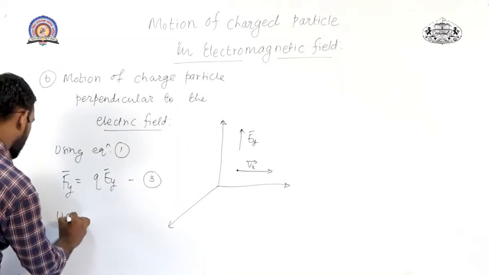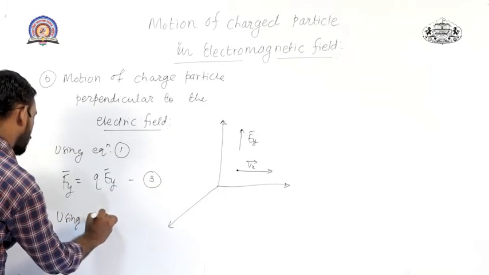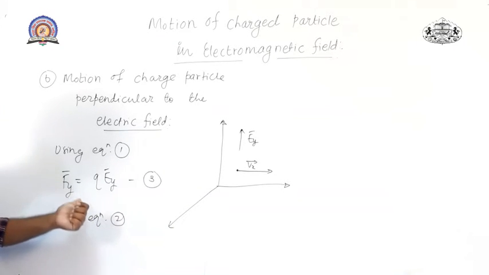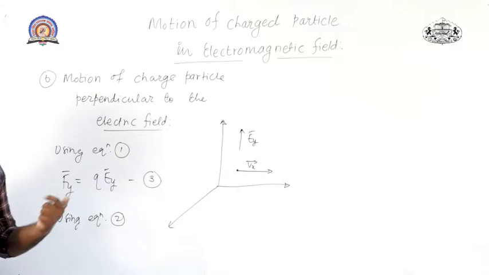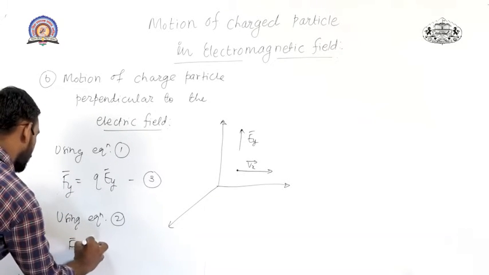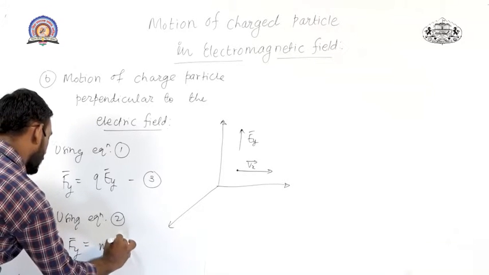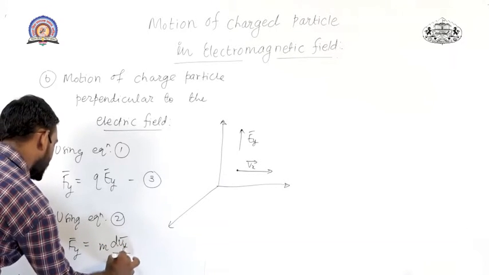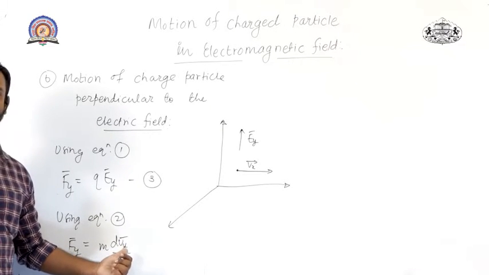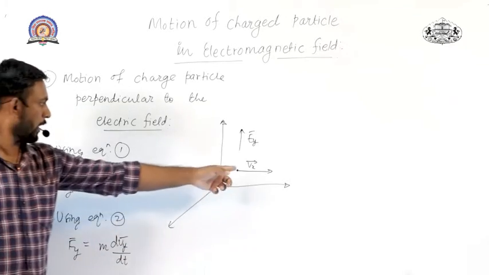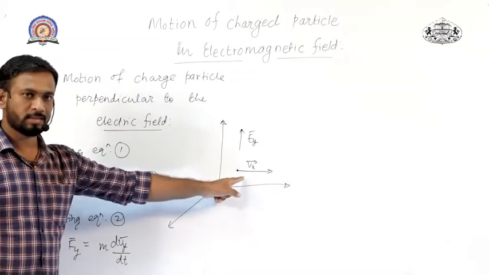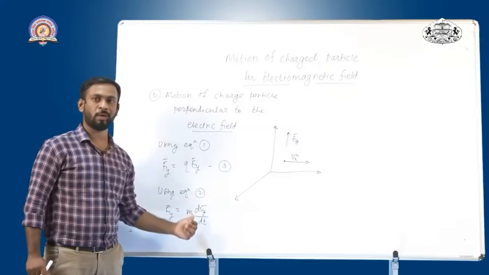Again using equation 2, the equation derived from Newton's second law of motion, what should be the acceleration of the charged particle? I write Fy is equal to m dvy by dt. You might wonder why I am putting the y suffix here, when I am still directing the motion of the charged particle along the x direction. Why am I writing this velocity in the y direction?